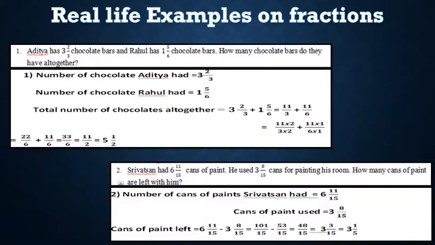So it will become 101/15 minus 53/15. 101 minus 53 is equal to 48, and as the denominator is the same, we don't need to subtract it. And then we'll convert it into a mixed fraction, which is 3 3/15. As we can simplify the fraction, we can simplify the 3 3/15 into 3 1/5. Therefore, Srivatsan has 48/15, 3 3/15 or 3 1/5 cans of paint left with him.